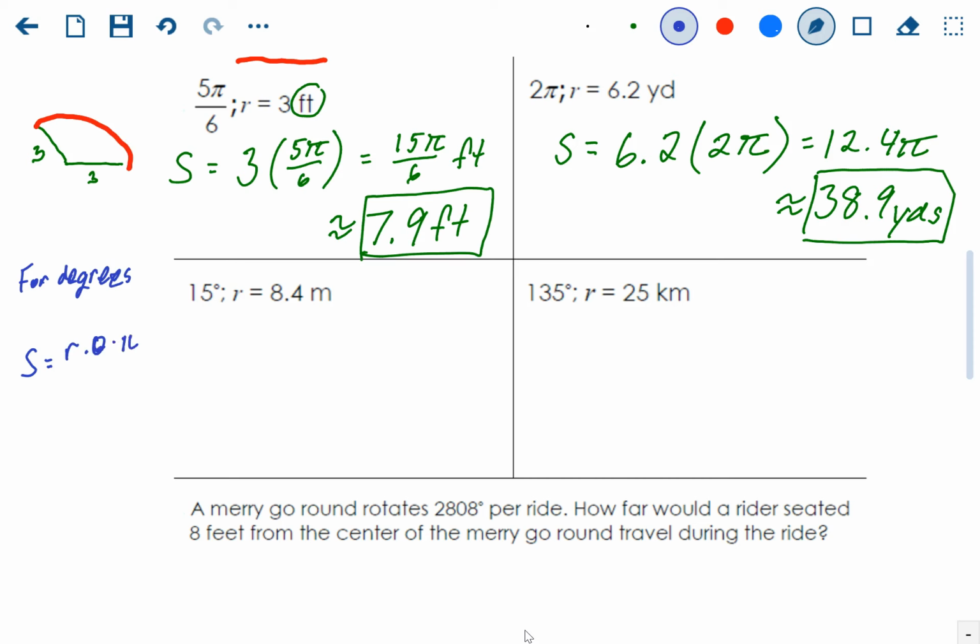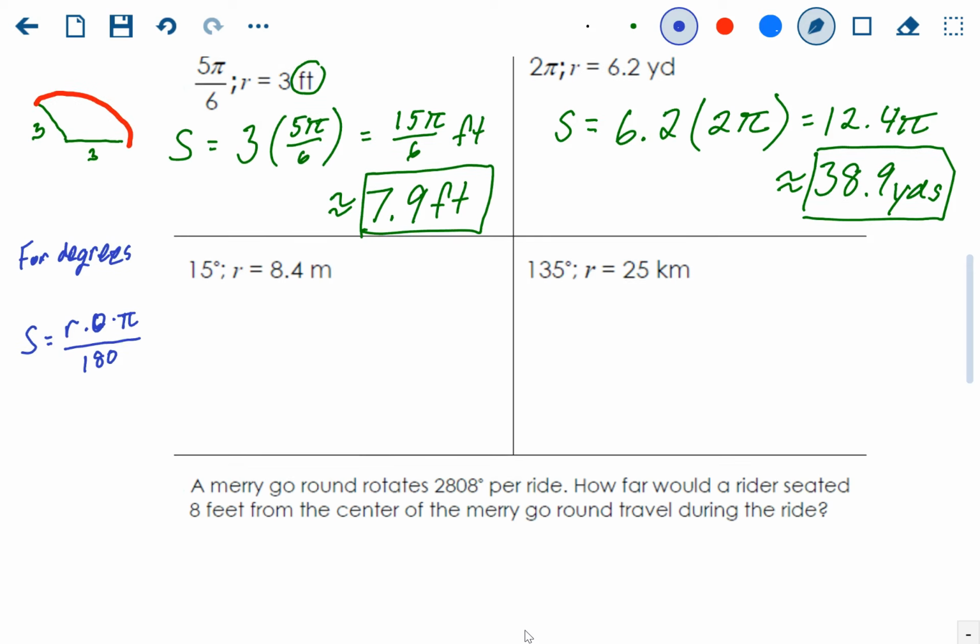times pi over 180. Okay. Times pi over 180 is what we use to convert degrees to radians. So we just add that to the end of the formula. It's automatically going to convert it to radians. Okay. All right, so let's plug those in.